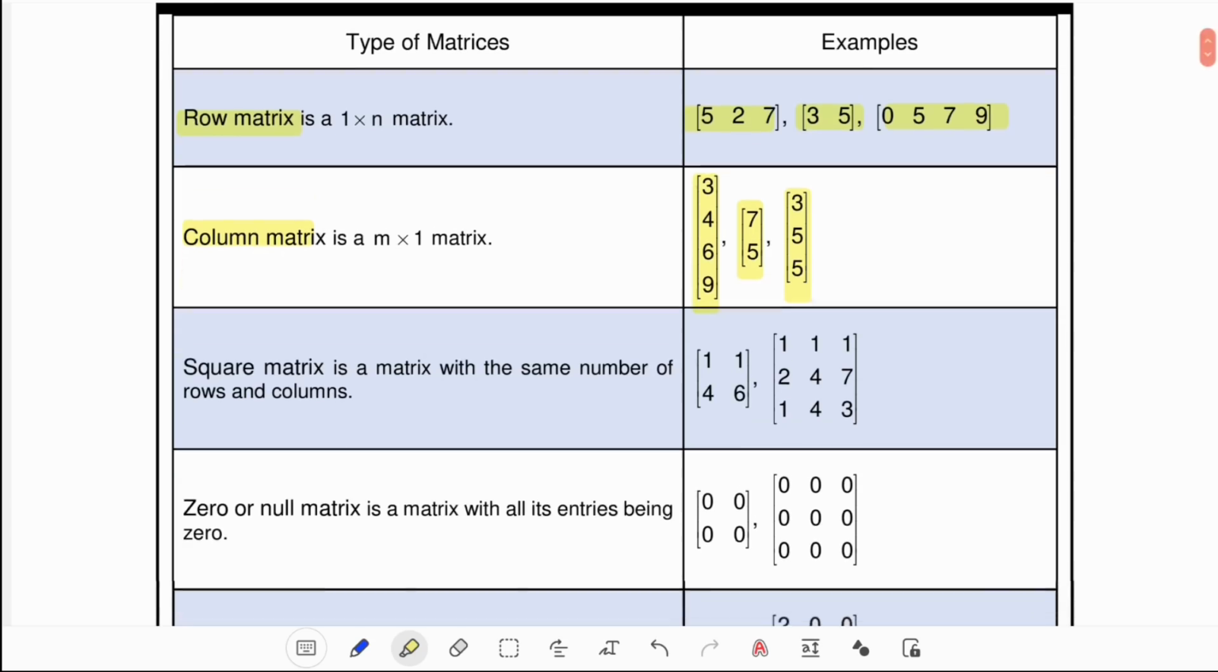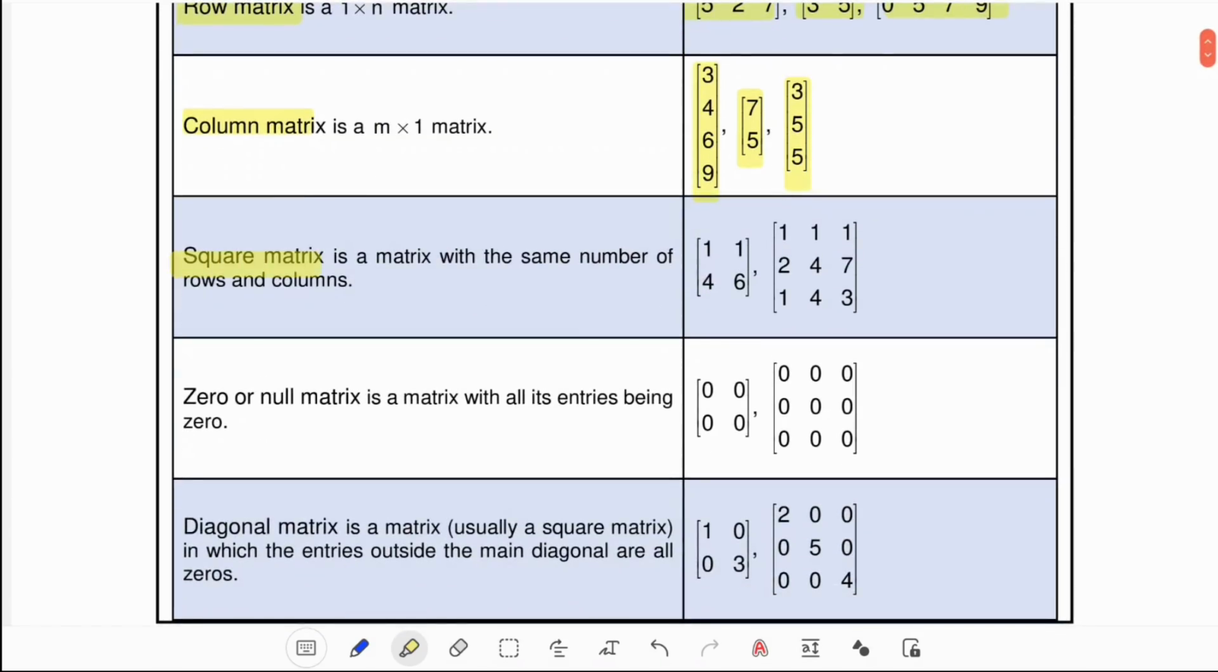And then we have the square matrix. So the square matrix means that we have the same dimensions. For example, 2 by 2, same dimension with its row and its column. So maybe you can have a 2 by 2, 3 by 3, 4 by 4, and so on. And then we have a zero or null matrix. So zero or null matrix means that all the entries given are 0. Basically all the elements are 0.